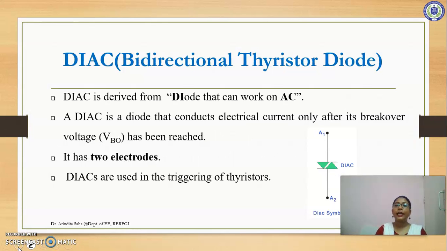DIAC. DIAC is also known as a bidirectional thyristor diode, and the name is derived from diode that can work on AC. So Di from diode and AC makes the term DIAC. It conducts only when the breakover voltage has been reached. It is used for triggering of different thyristors, and it is a 2-terminal device. We can see these are the 2 terminals.